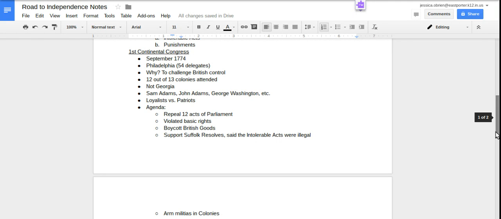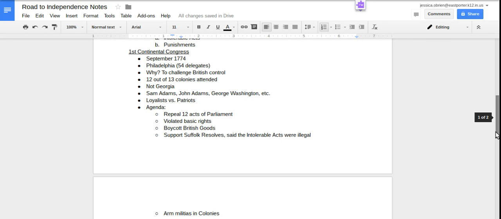So in September 1774, 55 delegates gathered in Philadelphia. They had come to set up a political body that would represent Americans and challenge British control. So again, September 1774, 54 delegates met in Philadelphia to challenge British control. So to challenge these laws.